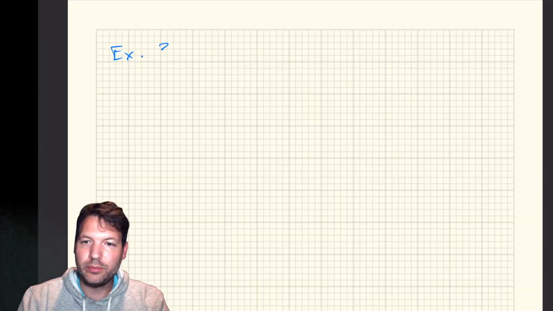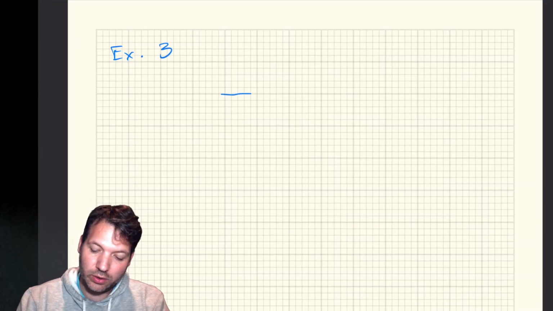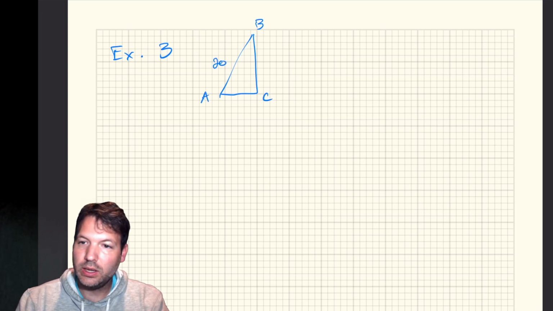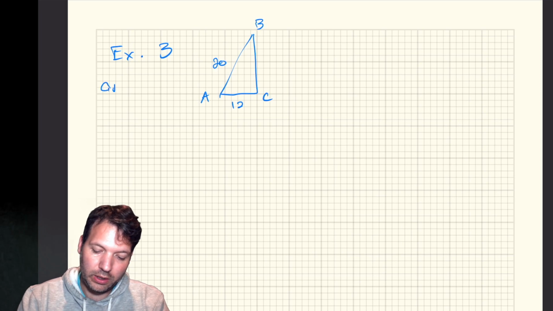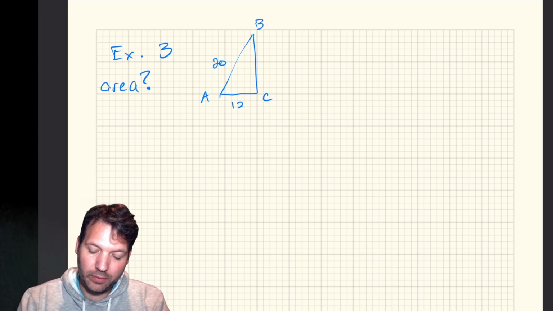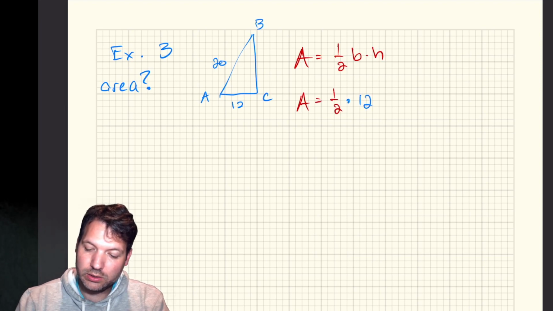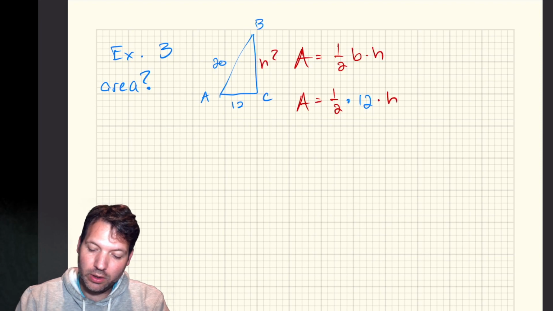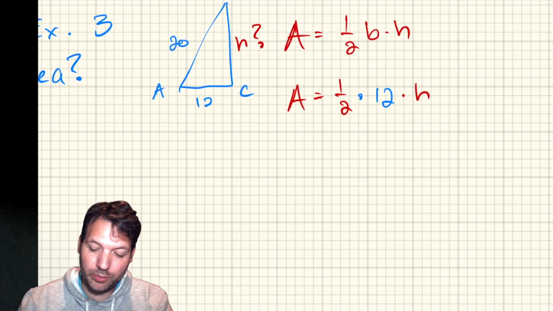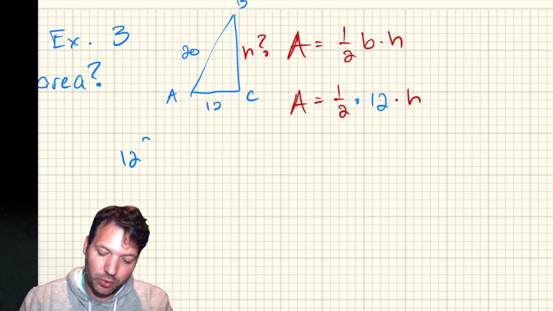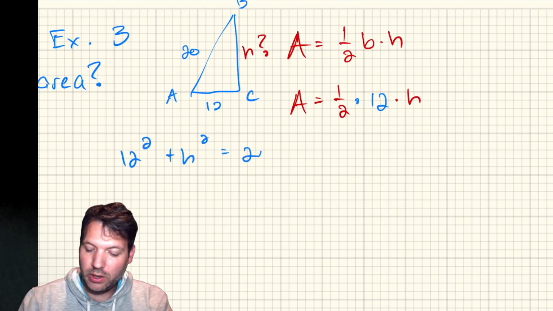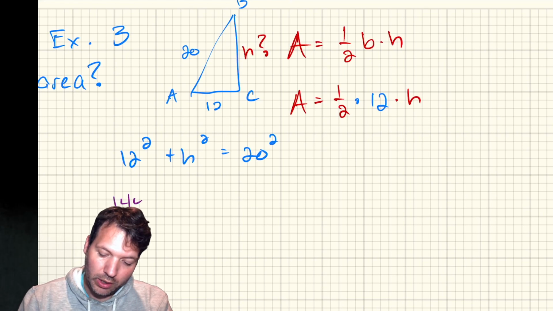Let's go ahead and work out example 3. What is the area of this triangle ABC with a hypotenuse of 20 and a base of 12? And again, what we want to know is the area. Well, of course, the area of a triangle is 1/2 base times height. We already know that the base of this triangle is 12. So really all we need to figure out is what's the height. Obviously you can tell where Pythagorean theorem is going to come into play here. 12 squared plus h squared equals 20 squared.